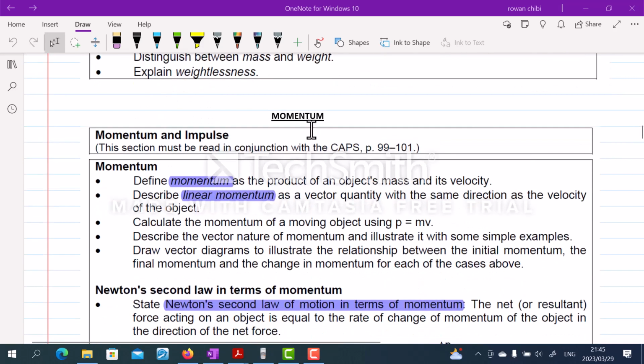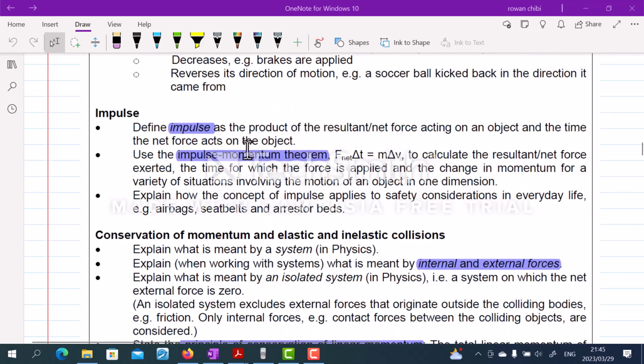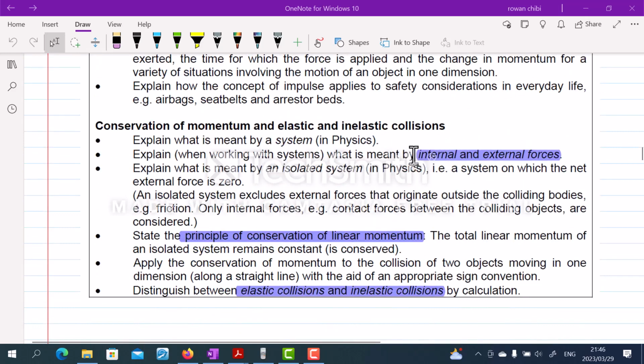And then the second topic, which is momentum, you must be able to define momentum, define linear momentum. You must be able to state Newton's second law of motion in terms of momentum. You must be able to define impulse and use the impulse-momentum theorem. Also, you must know what internal and external forces are. You must be able to state the principle of conservation of linear momentum and distinguish between elastic and inelastic collisions. So this is the work that we ask for momentum.